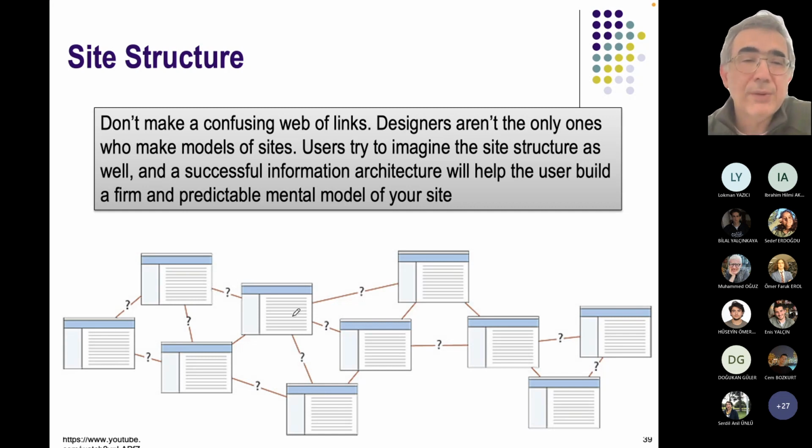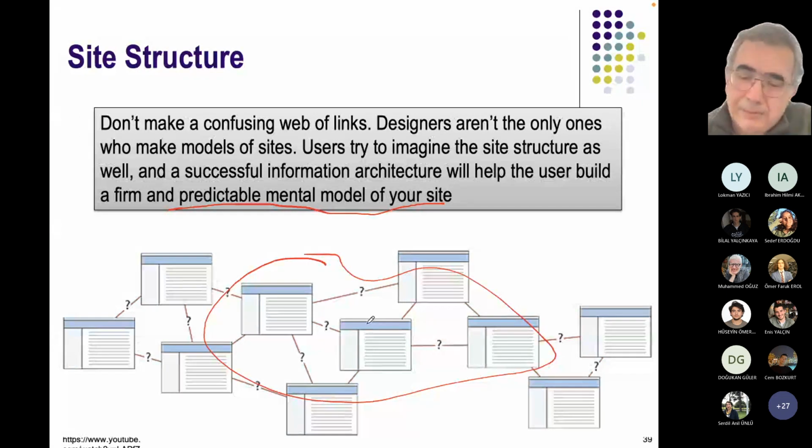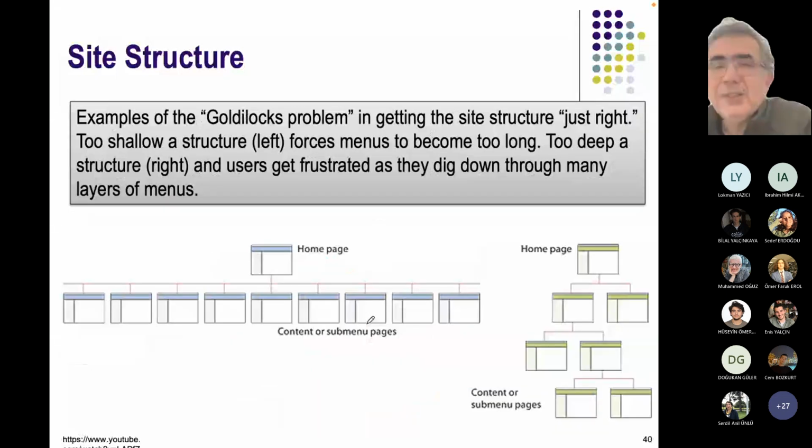Therefore, they try to make a predictable mental model of the site. If the site is more understandable as a map, then users will be more successful and they like it. Some structures of the sites are tree structures. So information and content sites are like that.